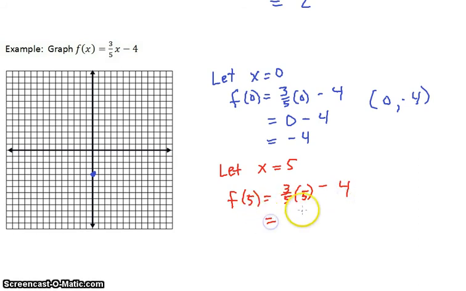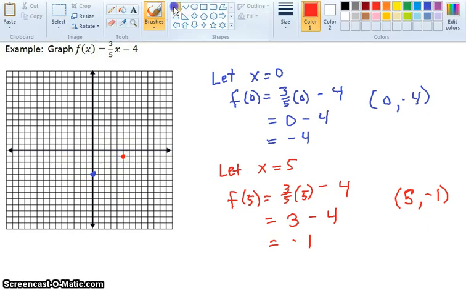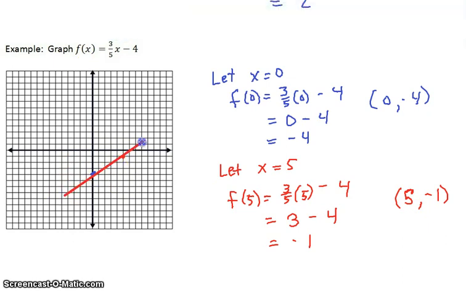3/5 times 5 is going to be 3 minus 4. It's going to be -1. So my second point is 5, -1. So I'm going to go out to 5 and to -1. There's my second point. So I'm going to make a line connecting these 2 points. And there is my line or my graph of this linear function.